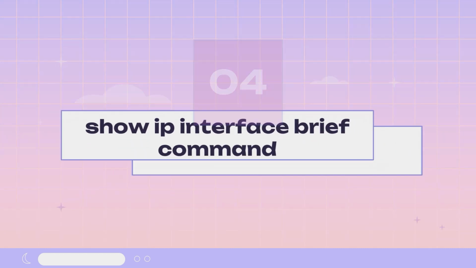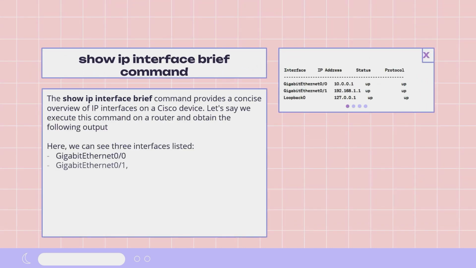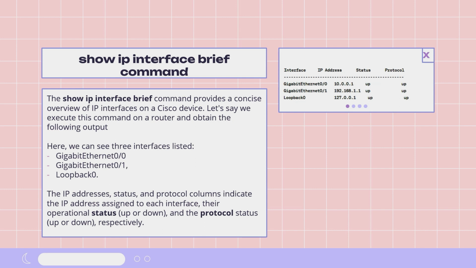Show IP Interface Brief Command. The Show IP Interface Brief command provides a concise overview of IP interfaces on a Cisco device. Let's say we execute this command on a router and obtain the following output. Here we can see 3 interfaces listed: Gigabit Ethernet 0/0, Gigabit Ethernet 0/1, and Loopback 0. Key IP addresses, status, and protocol columns indicate the IP address assigned to each interface, their operational status, up or down, and the protocol status, up or down, respectively.